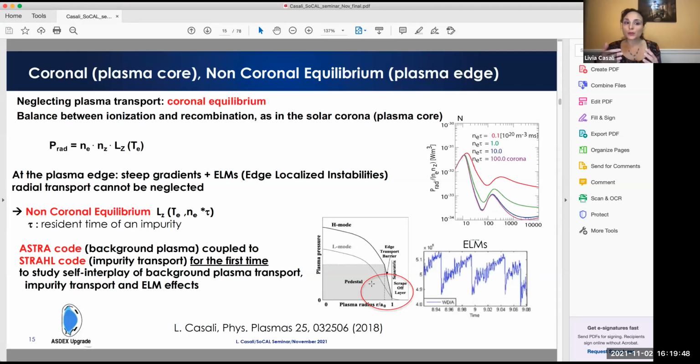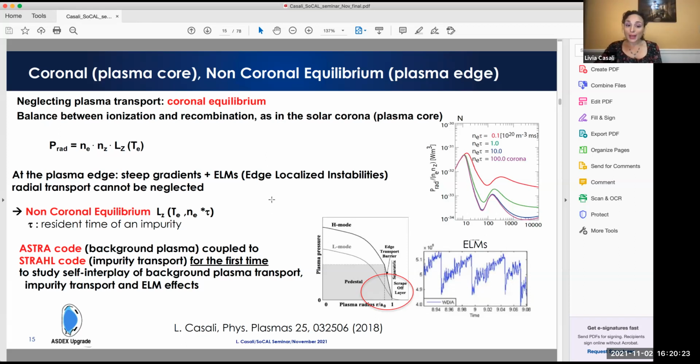Practically, impurities enter the plasma as neutrals, and then they are subsequently ionized. Now, if we neglect the plasma transport, we have a balance between ionization and recombination, as in the solar corona, which is why it's called coronal equilibrium. And this situation is fulfilled in the plasma core. In this case, the radiation can be calculated as N_Z, N_E, and L_Z as a function of the temperature.